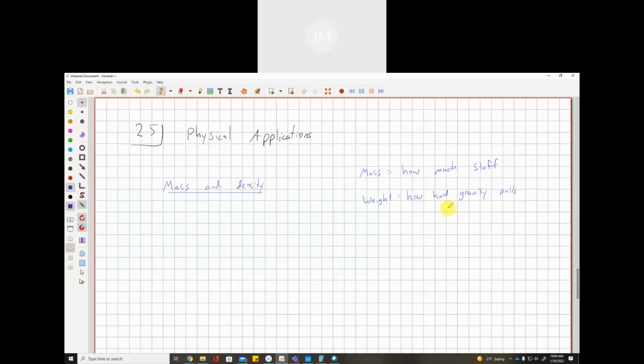Okay, so the English or American system for weight is pounds. Okay, in the metric system, if I wanted to measure weight, I would use newtons, because that's a measure of force. Okay, and in the metric system, if I'm measuring mass, I'm going to use kilograms.